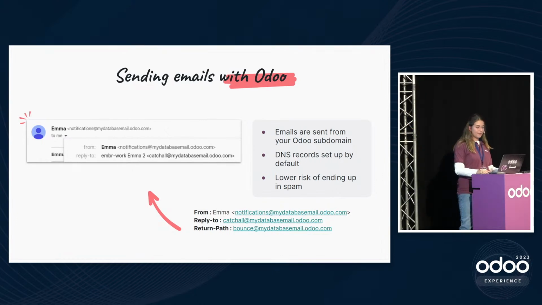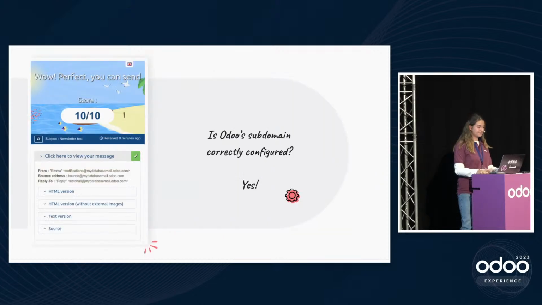Okay, so now I benefit from Odoo's subdomain. My emails are properly delivered. I can have a few emails ending up in spam, of course. It's very, very rare, but it can happen.